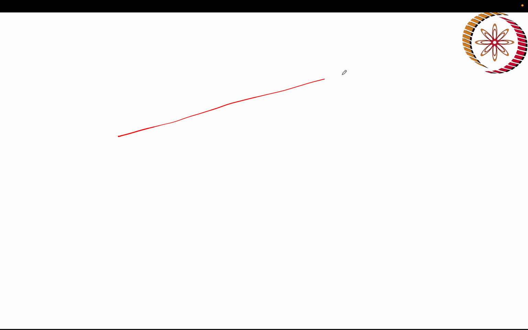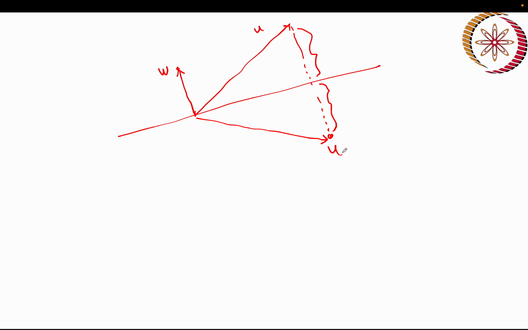So let's say this is the plane, this is W, this is U, and as much as there, we should come here also, and this is U reflected. And if we take this projection, let's say it will be in this direction, and this is the P vector.